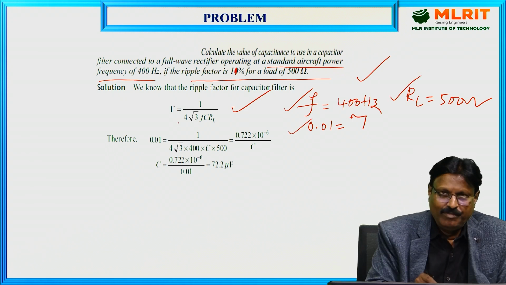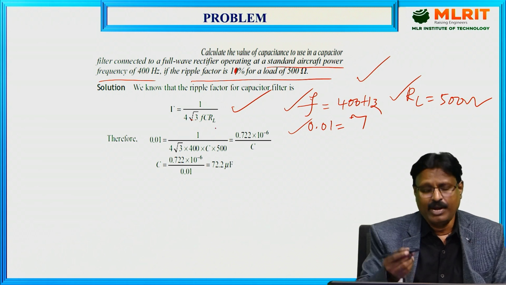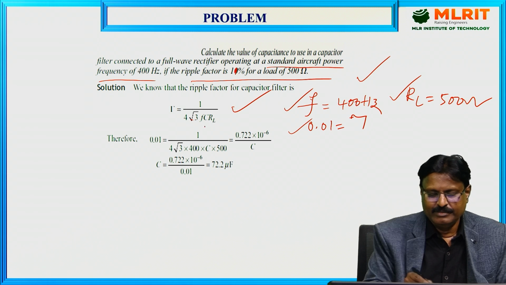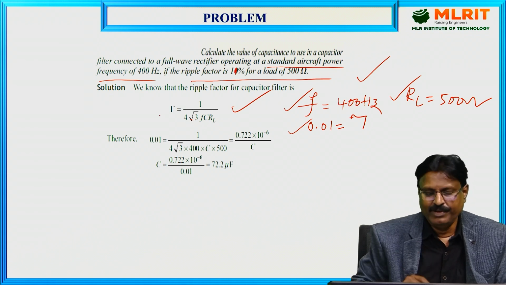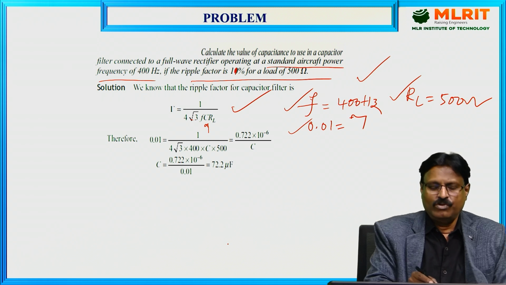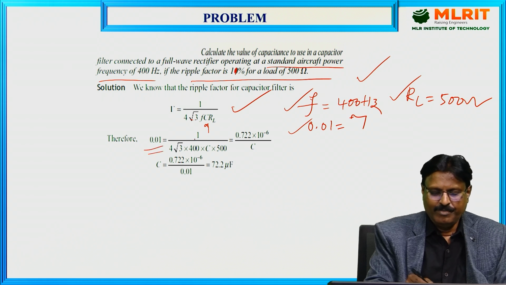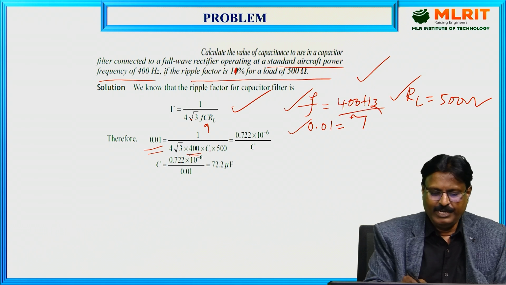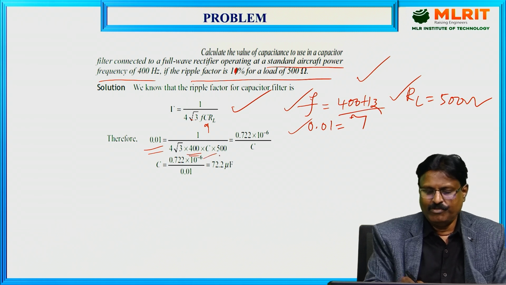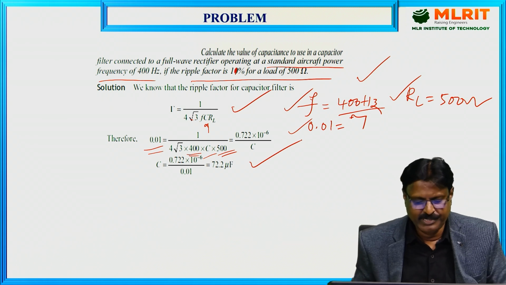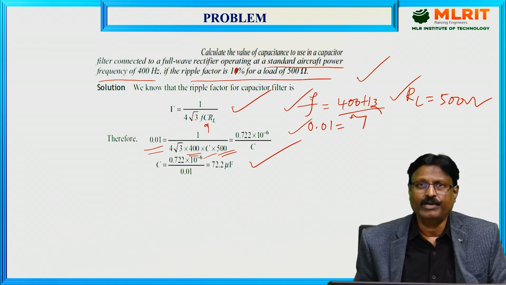What is the formula here? Tau is equal to 1 by 4 root 3 F into C into RL. F is given, RL is given, and the ripple factor tau is given, so you need to calculate the value of C. So tau is equal to 0.01, F is equal to 400 Hz, C is unknown, and RL is equal to 500 ohms. If you go for the calculation, you will be getting the capacitance value as 72.2 microfarads.